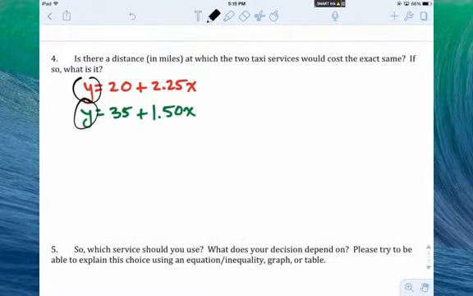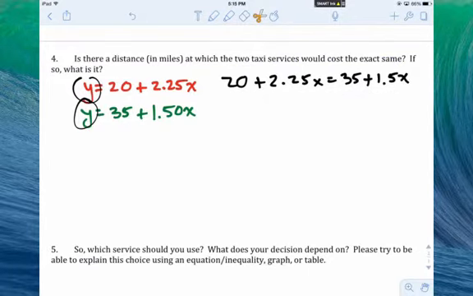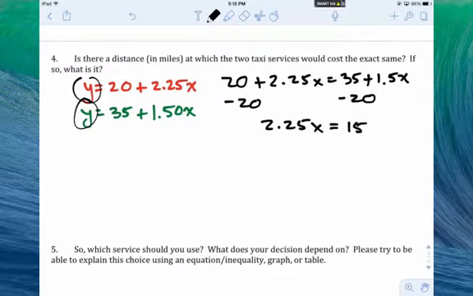And we end up with the equation 20 plus 2.25x equals 35 plus 1.5x. And all we need to do is solve this equation, and we will find the x value, or mileage, for which these two are exactly the same. So let's do it. I'm going to subtract 20 from both sides of the equation. We've got 2.25x equals 15 plus 1.5x. I'm going to subtract 1.5x from both sides.